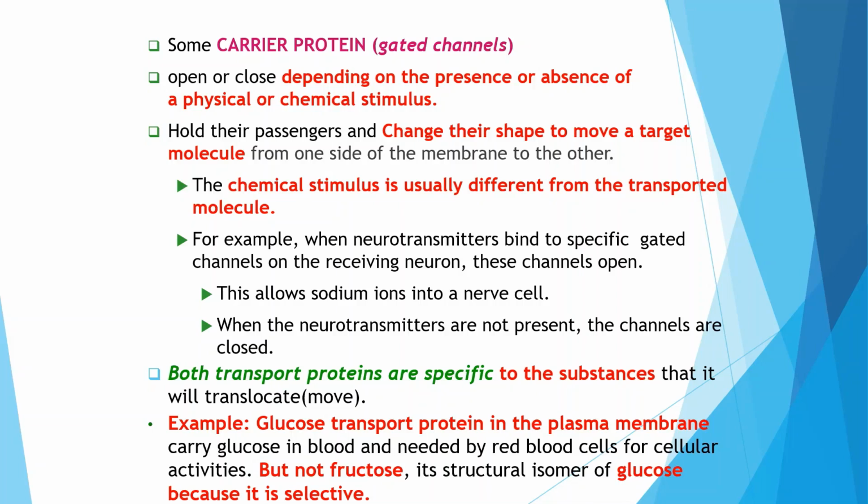Both the carrier protein and the channel protein are specific to the substance that they translocate. For example, the glucose transport protein in the plasma membrane carries the glucose in the blood that is needed by the red blood cells for cellular activities. Glucose transport protein carries glucose but not fructose, even though fructose is a structural isomer of glucose, because it is very selective.